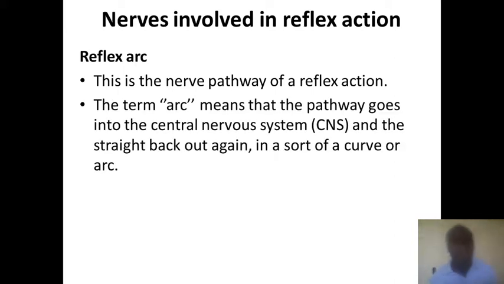We call it a reflex arc because the term arc means that the pathway goes into the nerve impulse, moves into the central nervous system, which we abbreviate as CNS, and then they move straight back to the effectors in sort of a curve. They move in the form of a curve, as you can see here.